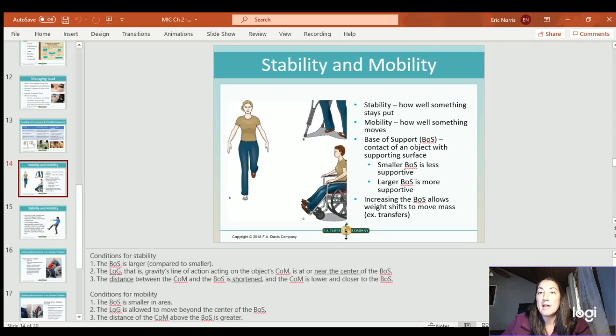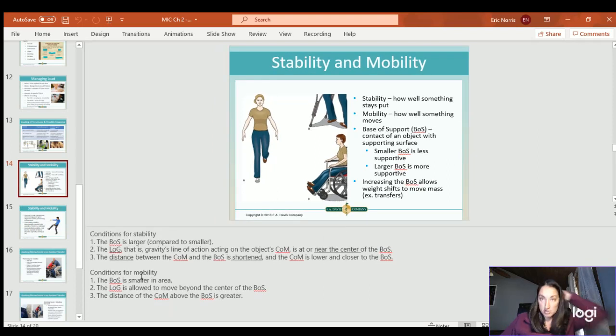Now below I have the conditions for stability and conditions for mobility. If you want to be more stable, you have a larger base of support, the line of gravity is near the center of the base of support, and the distance between the center of mass and base of support is shortened. For mobility, you have a smaller base of support.